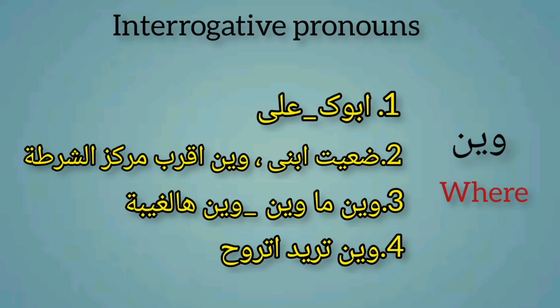The next example. وين ما وين. وين هالغيبة. This is really one of the coolest expressions in Arabic. وين ما وين means actually, where are you? It's been a while since I have seen you. غيبة actually means absence, unseen. وين ما وين? Where are you? It's been a while since I have seen you.